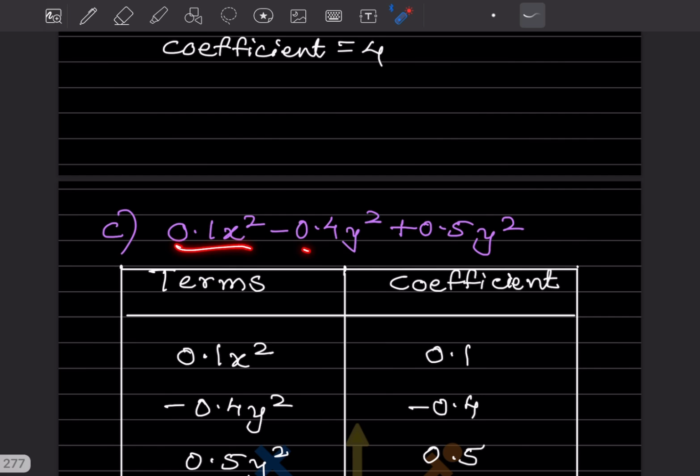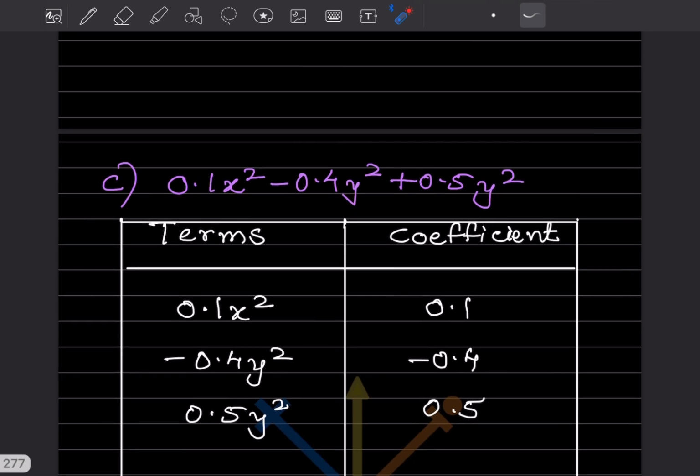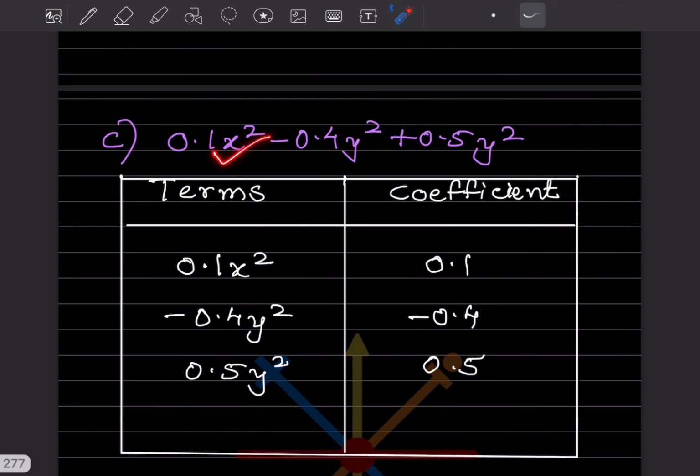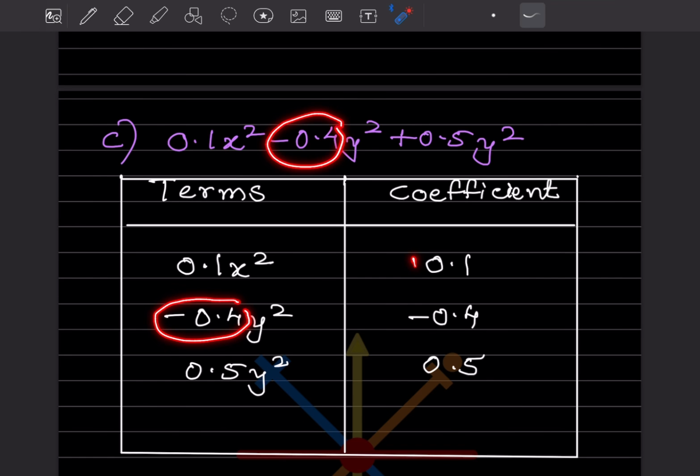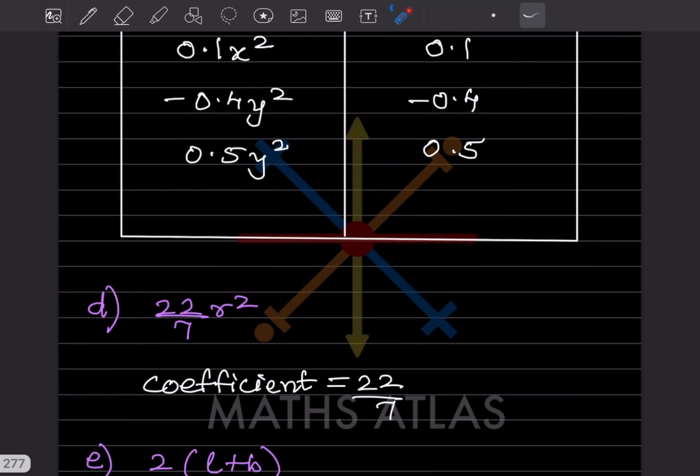Now here there are 3 terms. I have written these 3 separately over here, the terms and the coefficient. For this one it is 0.1. For this one it is minus 0.4, because you have to take it along with the sign, and this is 0.5. Wherever there is no sign, it means there is a plus sign. Usually we don't write the plus sign, but wherever there is a minus, you have to be careful to write it along with the sign.